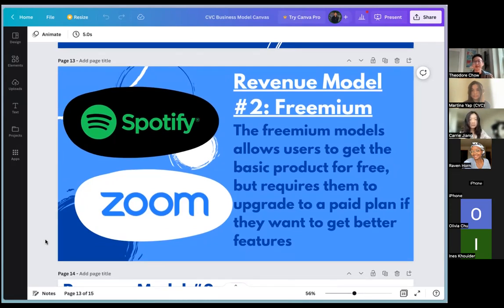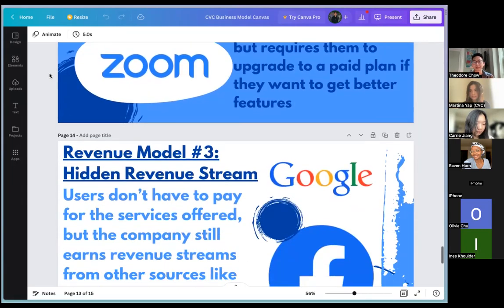The second revenue model is a freemium model where users are allowed to get the basic products or basic services for free. But if you want access to the better features, the premium features, you can pay for it. For example, Spotify has the freemium feature where you can listen to music, but you get ads, and you can pay to get rid of the ads. Zoom is the same: you can get free Zoom meetings for around 30 minutes. But if you want longer meetings or more people in the meetings, you have to pay for the plan to get the better features.